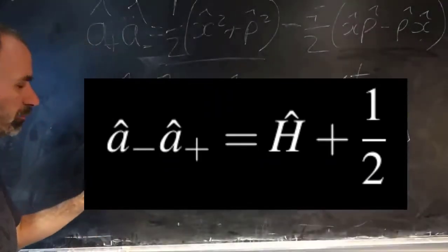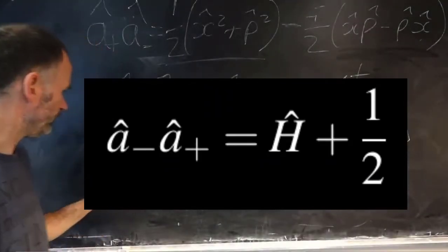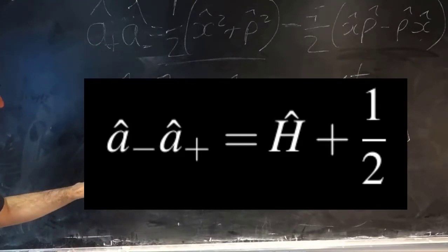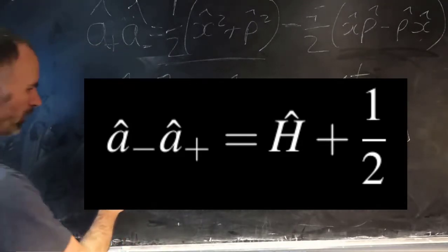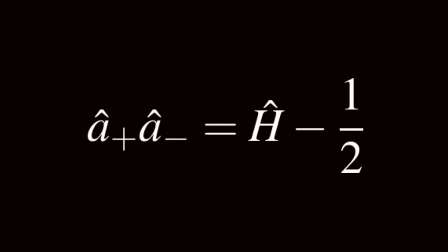Now they're operators, so the order matters. I want you to apply the operators the other way around, and what you'll get is your Hamiltonian minus a half. Do that. Work through it. It's exactly the same logic as I've used here, but make sure you can show that, to help you understand just what's going on and keep you on top of things.